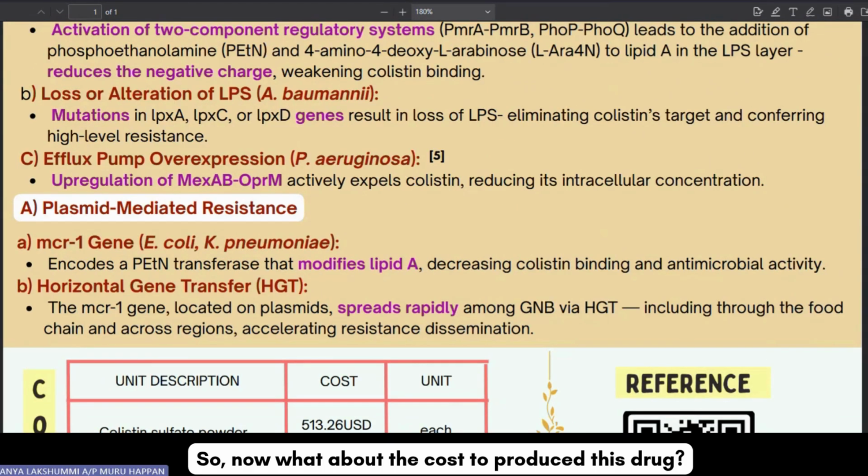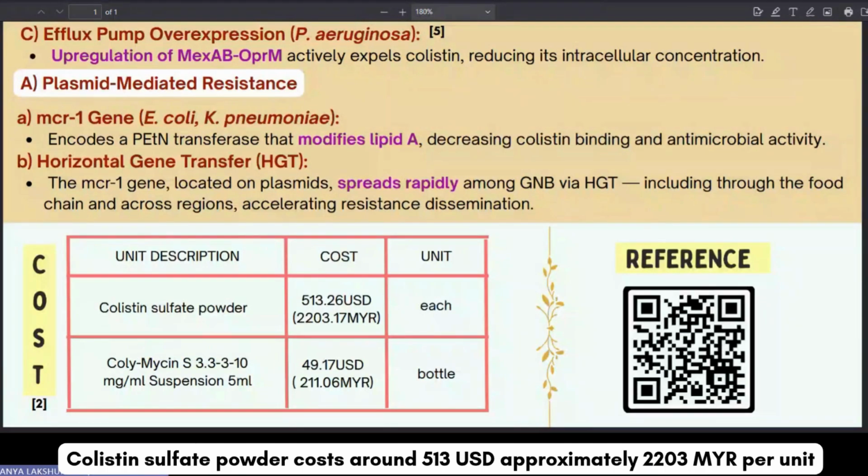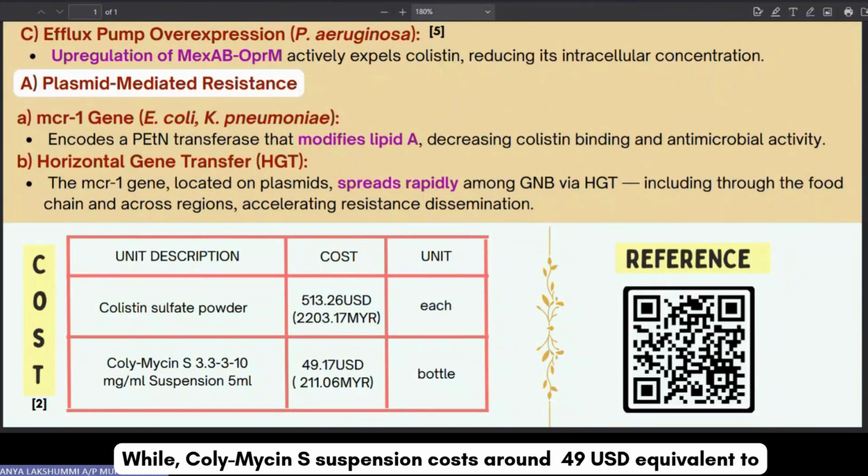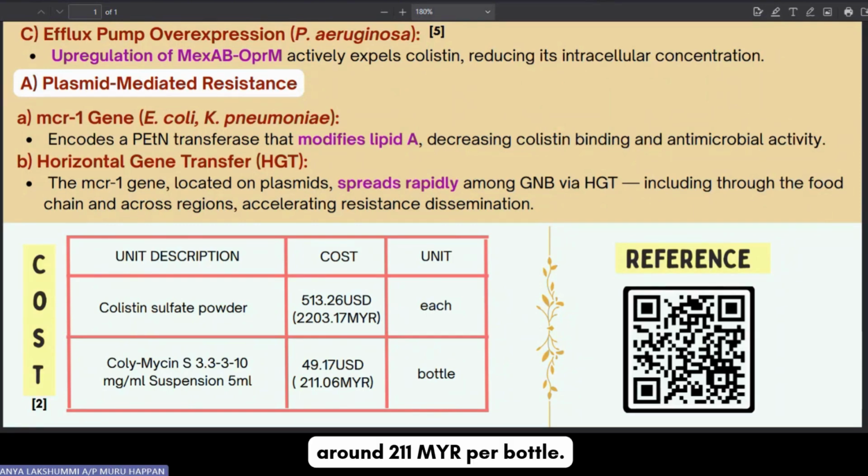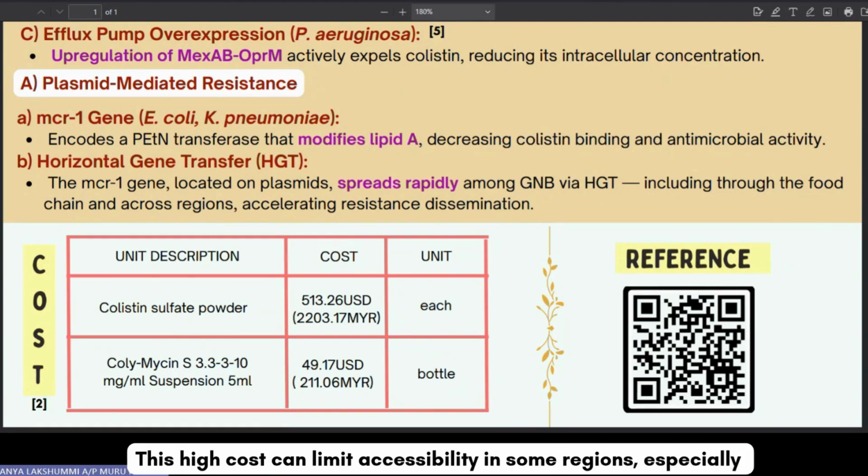So now, what about the cost to produce this drug? Colistin sulfate powder costs around 513 US dollars, approximately 2,203 Malaysian ringgit per unit, while the polymyxin E suspension costs around 49 US dollars, equivalent to 211 Malaysian ringgit per bottle. These high costs limit accessibility in some regions, especially where colistin is crucial for treating resistant infections.